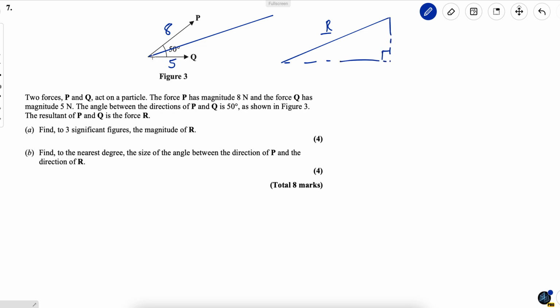So I need to add together the horizontal component of Q and P. The horizontal component of Q is just 5, and P, as this is diagonal, we have to resolve into components. This one will be 8 cos 50. And Q has no vertical component, but P has 8 sin 50.